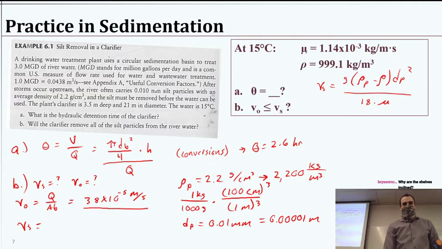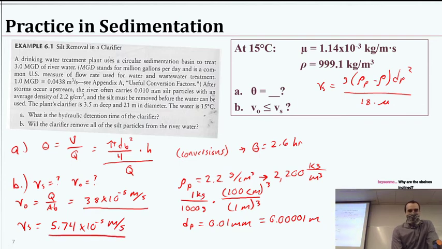Again, acceleration due to gravity is 9.81 meters per second squared. So then you have VS, which comes out to be 5.74 times 10 to the minus fifth meters per second.